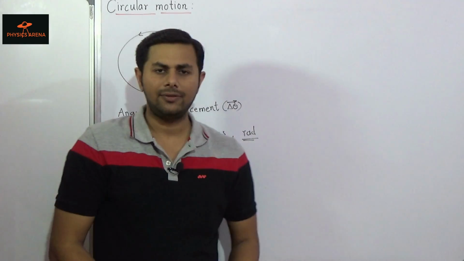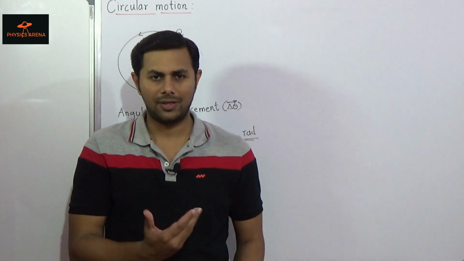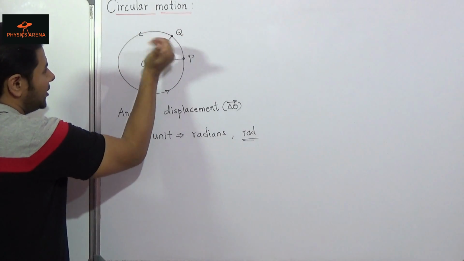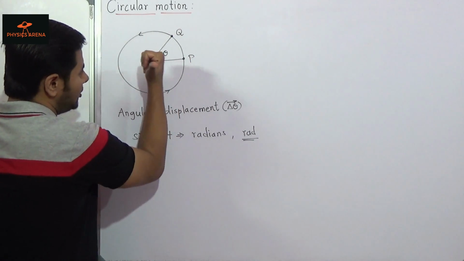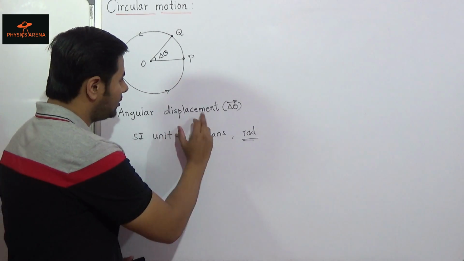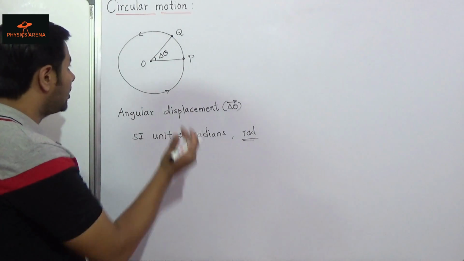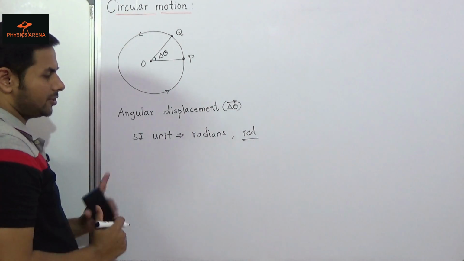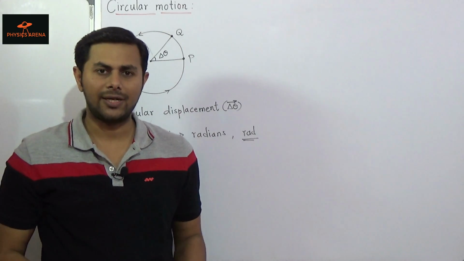To find out direction, we make use of the right hand thumb rule, and the right hand thumb rule says take your right hand, curl the fingers of your right hand in direction of motion of the particle, here it is anti-clockwise, and stretch your thumb. So your stretched thumb gives the direction of angular displacement. That's the right hand thumb rule.